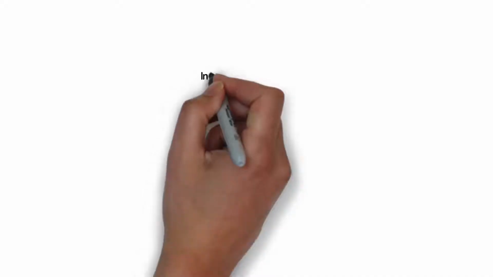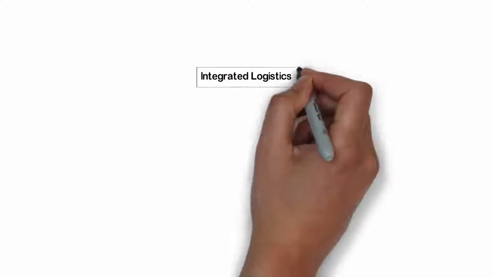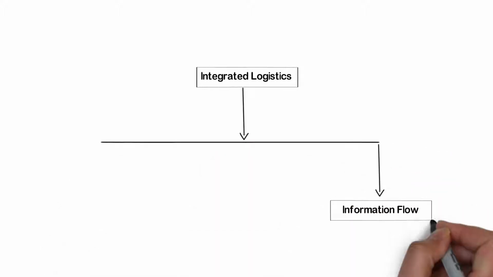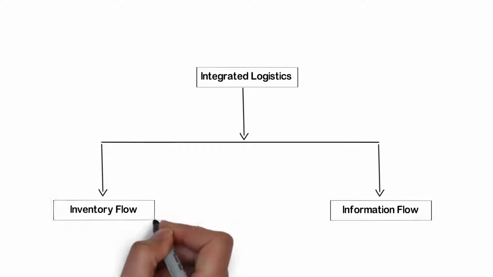In the last edition, we discussed the concept of integrated logistics system and its components in a supply chain. In this edition, we will discuss the different activities of the integrated logistics system in a supply chain. Integrated logistics process focuses on two interrelated activities: information flow and inventory flow across the supply chain.